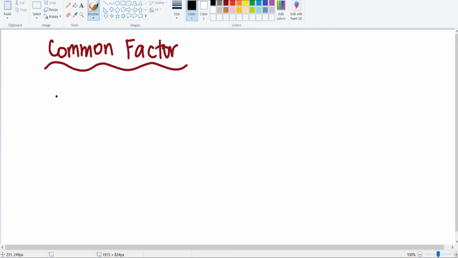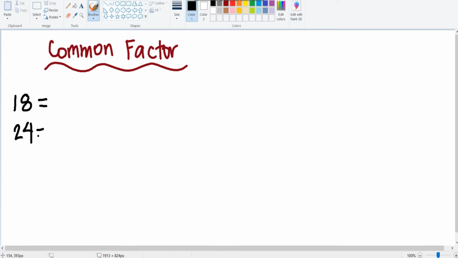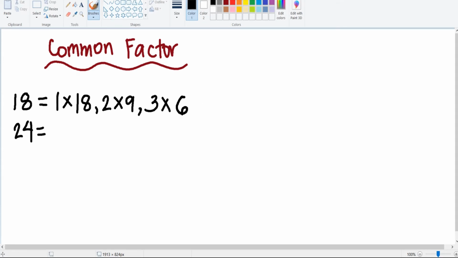For example, we have 18 and 24. Now we have to find their common factors by finding their factors first. Factors: we have to find two numbers that if we multiply, the answer is 18 or 24. Now let us start with 18. If possible, we start with 1. So 1 times 18, followed by 2 times 9, and also 3 times 6. Do we still have other factors? None.